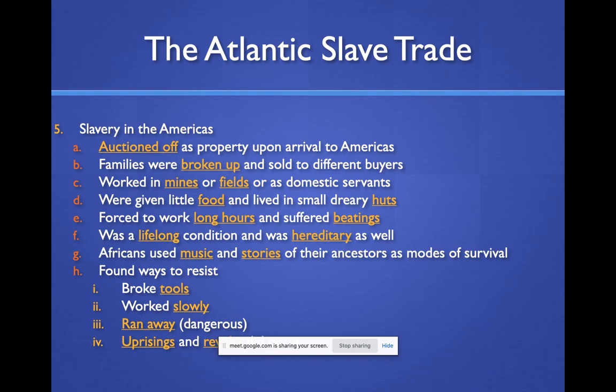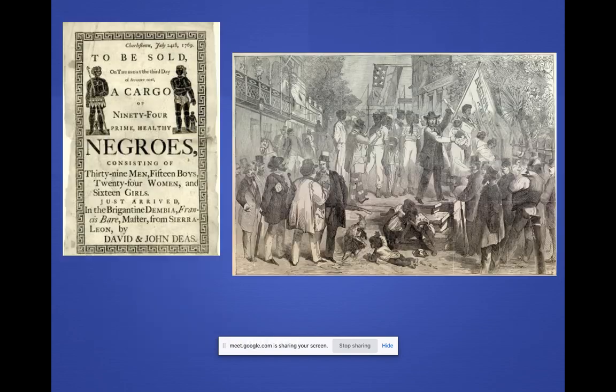So in order to try and survive this, Africans used music and stories of their ancestors to get through how horrible this condition was. They tried to resist by breaking tools or working slowly. Sometimes they ran away, although that was very dangerous because, again, they don't know the language or the land and they stand out. And they tried to revolt and rise up, but those ultimately failed.